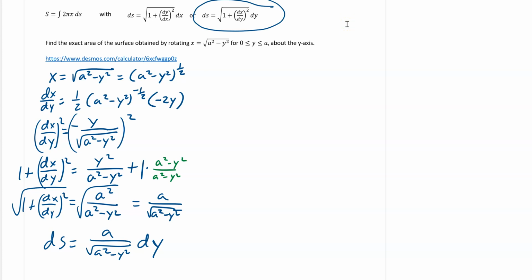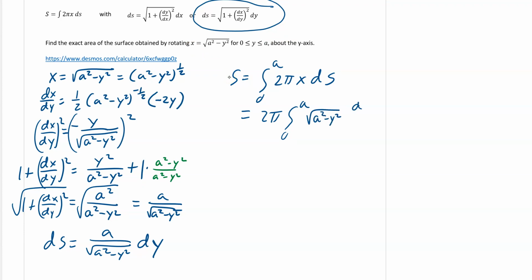All right, so we now have S equals the integral from 0 to a, because everything is in terms of y here, so we're good, 2 pi x ds. So we get 0 to a, put the 2 pi outside, 2 pi integral 0 to a. And since this is already in terms of y, we do need to plug our x in. A squared minus y squared, and then our ds. See, and that's why I was saying everything takes care of itself. Hopefully you see that now.